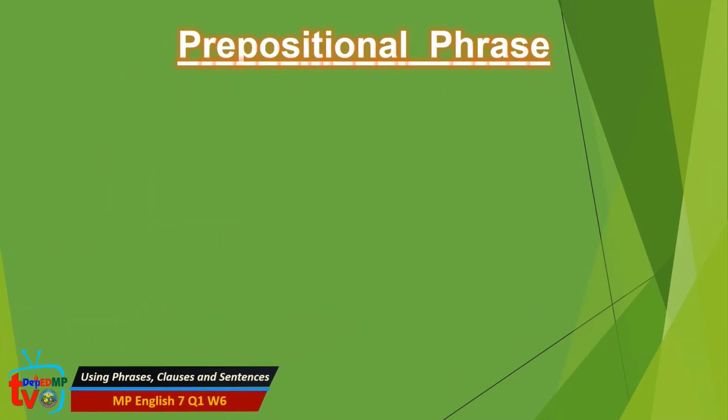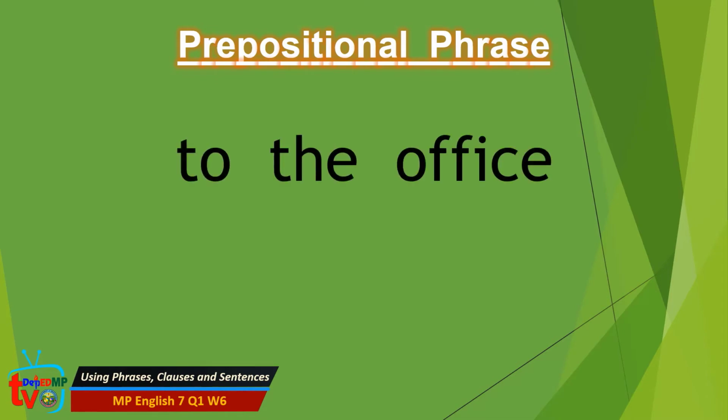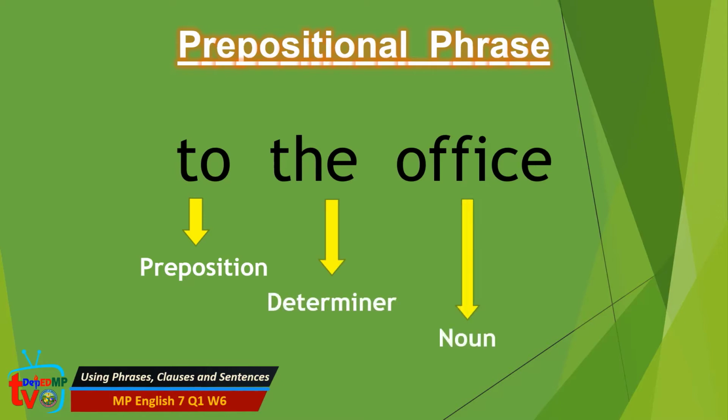Let's have another example. To the office. To is an example of a preposition that introduces the phrase. The is a determiner, while office is a noun.